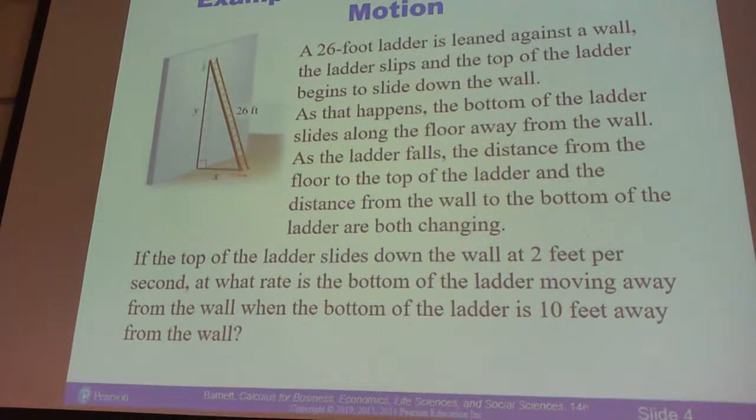So if the top of the ladder slides down the wall at 2 feet per second, stop there. 2 feet per second is a rate of change. Rate of change is derivative. Are we okay? 2 feet per second, that's rate of change. At what rate is the bottom of the ladder moving away from the wall when the bottom of the ladder is 10 feet away from the wall?